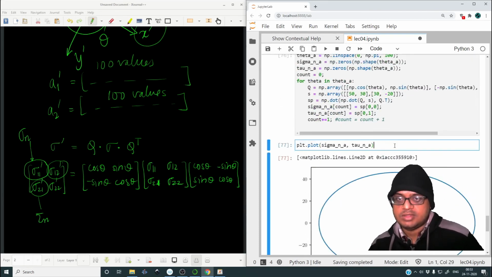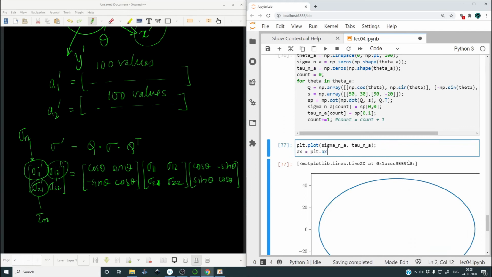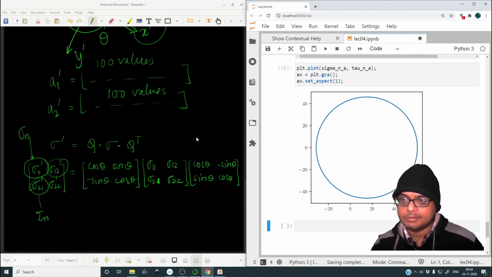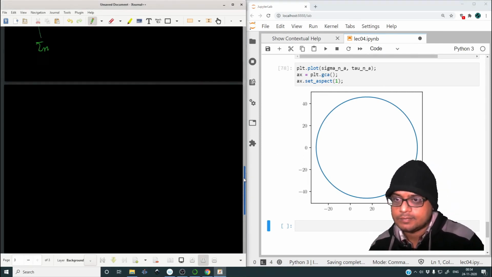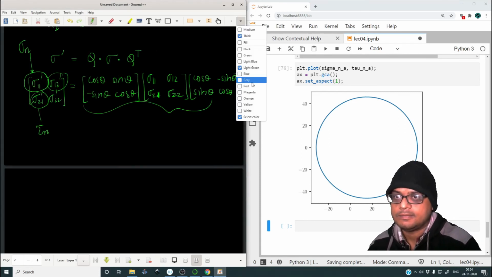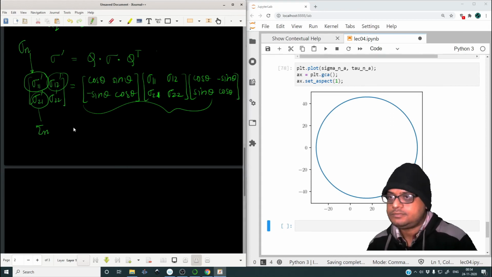Let me make the aspect ratio equal. So it does look like a circle, but can we show it? Can we prove that it does actually have to be a circle? And the circle is not centered about 0 comma 0. It's centered about some other value. So what is that value? Okay, so let us quickly simplify whatever we were doing over here.